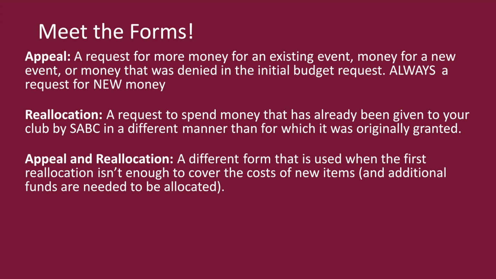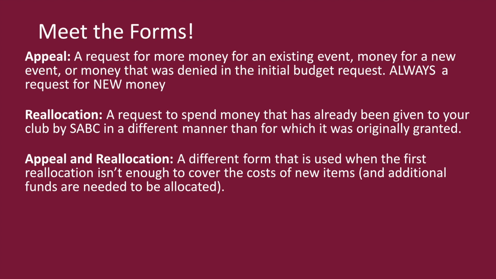An appeal is a request for more money for an existing event, money for a new event, or money that was denied in the initial budget request. This is always a request for new money. A reallocation is a request to spend money that has already been given to your club by SABC to be used in a different manner than for which it was originally granted.